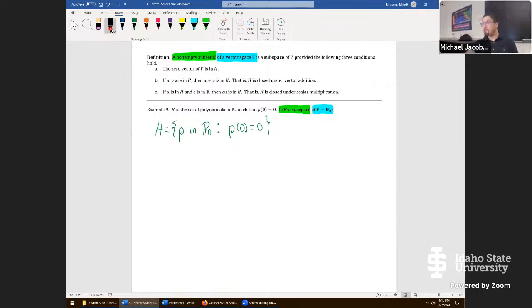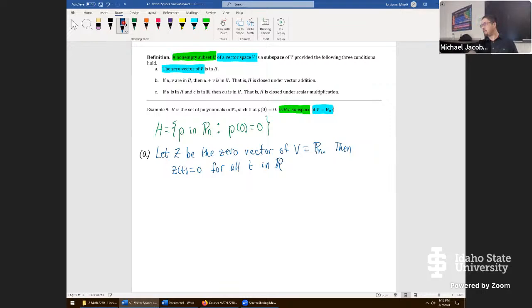Next thing we have to take a look at is, in part A, we have to grab the 0 vector of v to start. Let's write that out. Let z be the 0 vector of v equals Pn. Then, well, what do we know about the 0 vector? Z of t will be 0 for all t in R. That's just us defining the 0 vector.